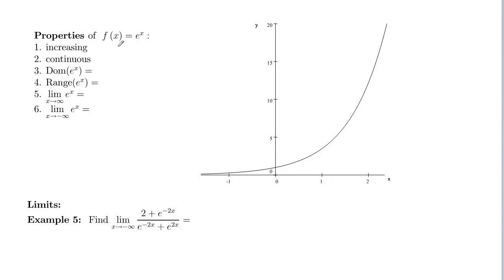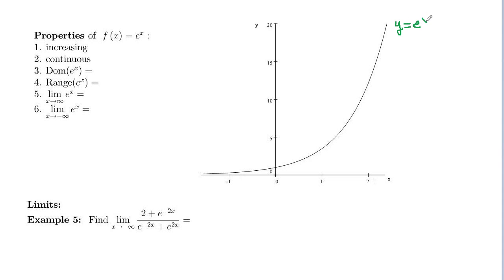So earlier in the section, we found the graph of f of x equals e to the x, and it looked like this. We got that from reflecting the graph of the natural logarithm. I want to look at some properties of that graph. First of all, it's increasing. It goes up from left to right. If you put in a bigger x value, you get a bigger f of x value.